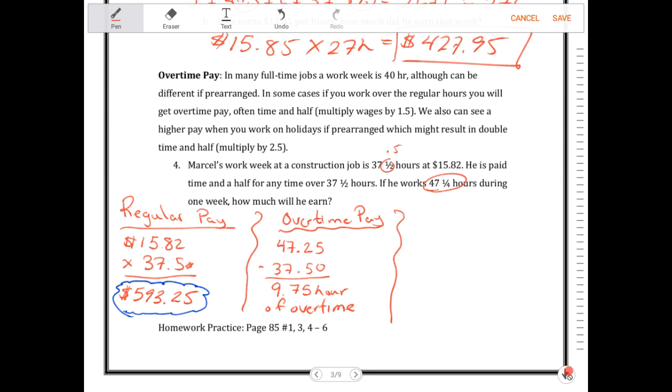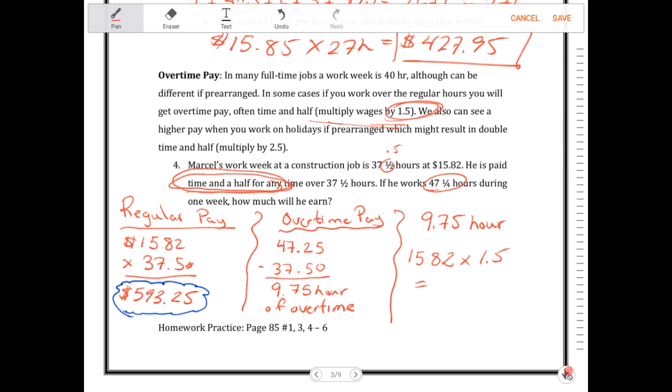We have 9.75 hours. But what we don't have, though, is the rate. I mean, how much is this person going to get paid? Okay, so how do we figure out the overtime amount? So here's what you have to do. To figure out what your pay is per hour, you take the 15.82 times it by, it says, time and a half. Time and a half is, it says right here, multiply wages by 1.5. So take your 15.82 times it by 1.5.